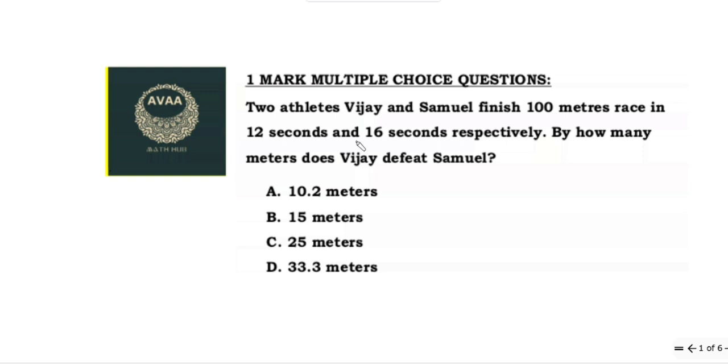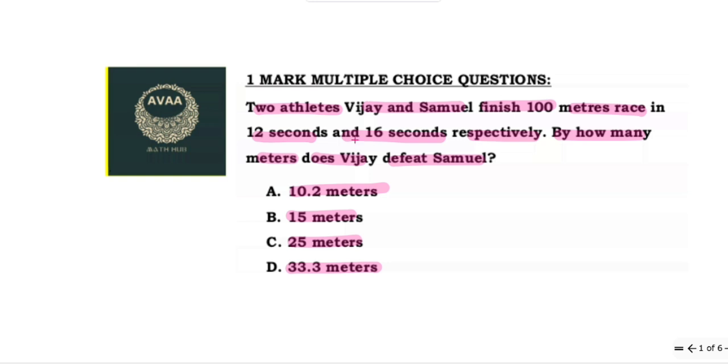Let's start. Two athletes, Vijay and Samuel, finished 100 meters race in 12 seconds and 16 seconds respectively. By how many meters does Vijay defeat Samuel? The options are 10.2 meters, 15 meters, 25 meters, 33.3 meters. Here, they are asking us to figure out by how many meters Vijay defeated Samuel.